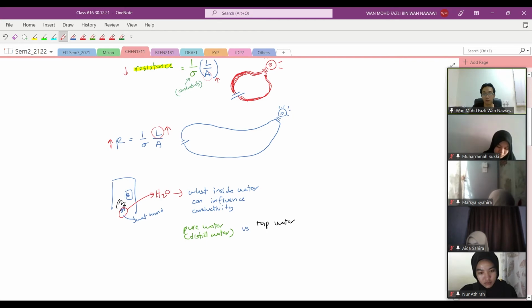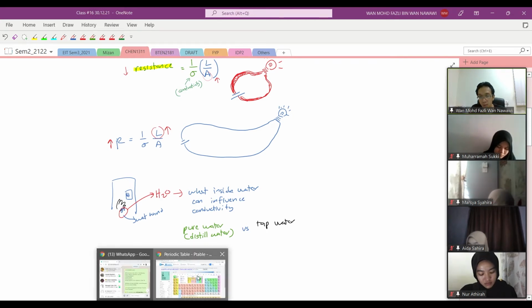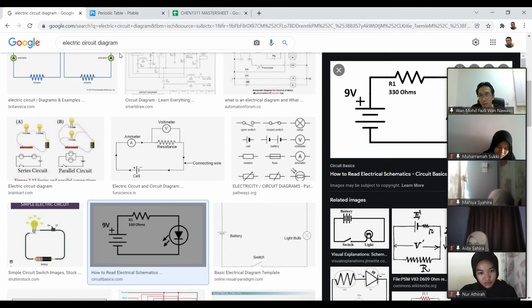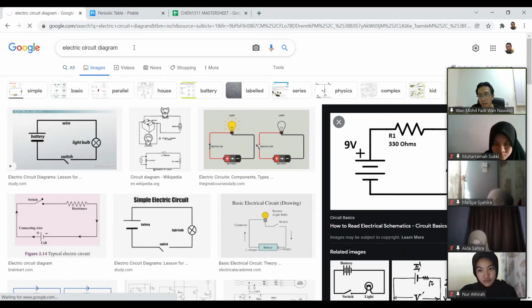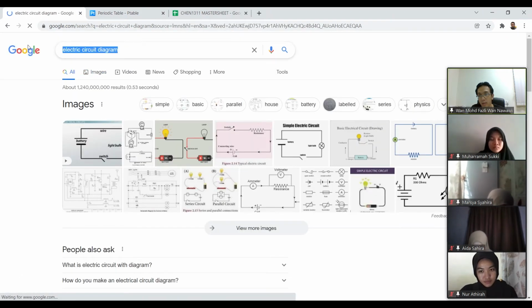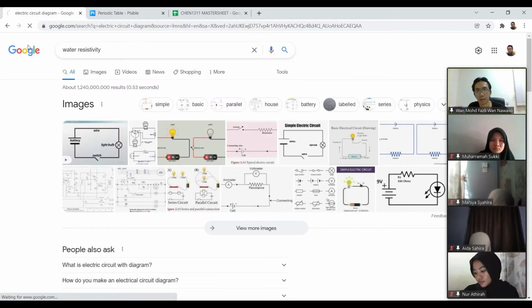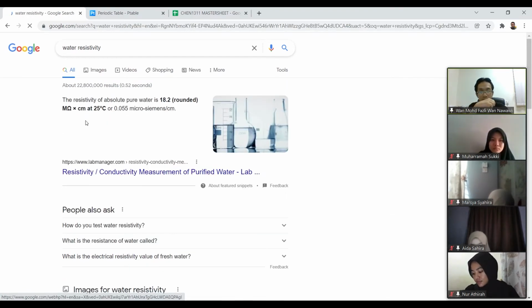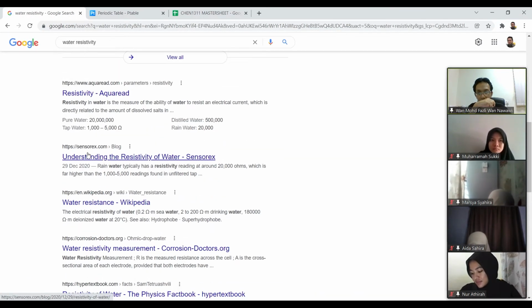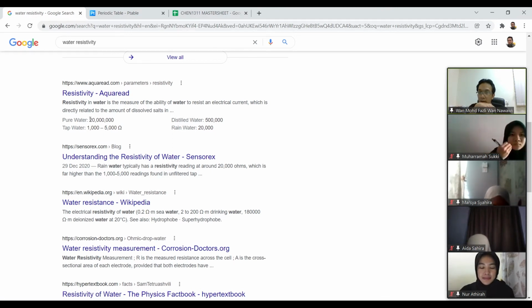If you go to Google, you just Google water conductivity. Let's say I put here water resistivity. Normally we call it water resistivity, how much water can resist. So you look here. Pure water has very high resistivity, up to 20 million or so. Tap water has very low resistance.